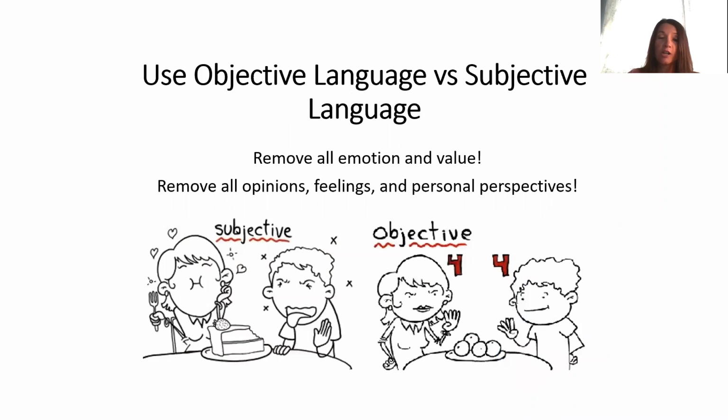The first one we're going to talk about is use objective language versus subjective language. This means to remove all emotion and value. Remove all of your opinions, your feelings, and your personal perspectives that you bring to the home visit.